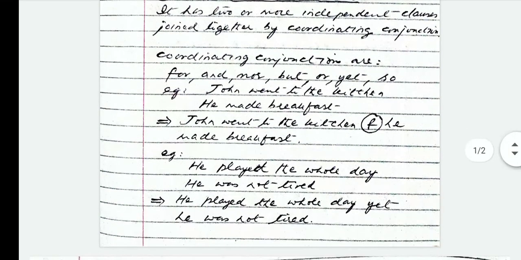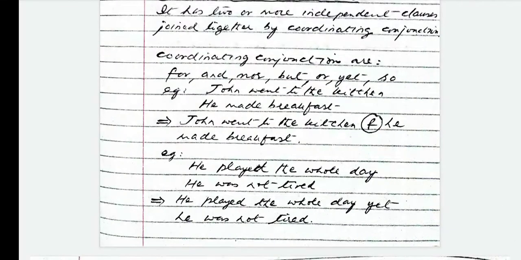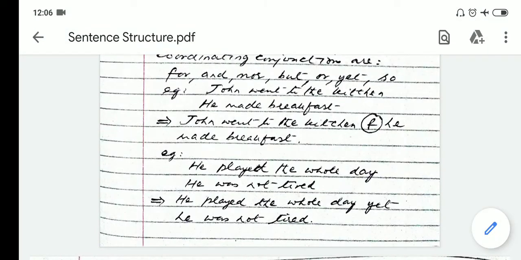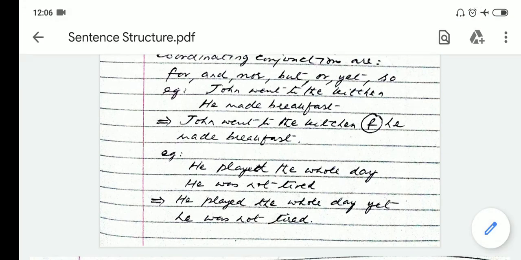And more examples of compound sentences are: he played the whole day, he was not tired. He played the whole day is an independent clause. There is a subject, there is a verb, and there is a complete thought. He was not tired is also an independent clause.